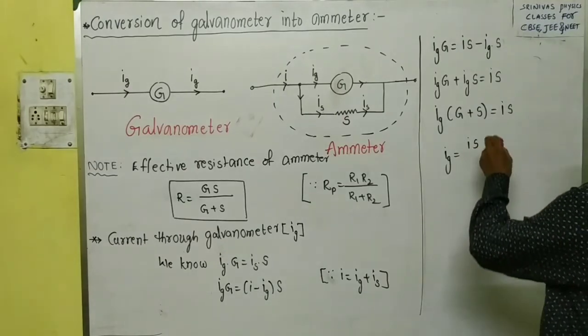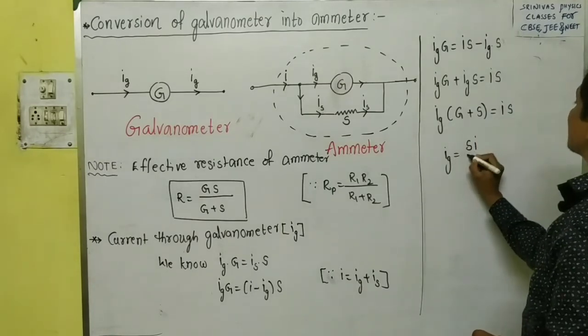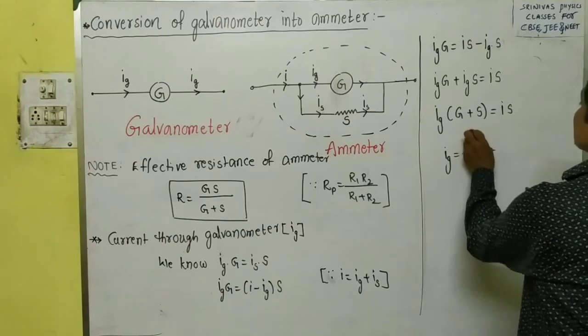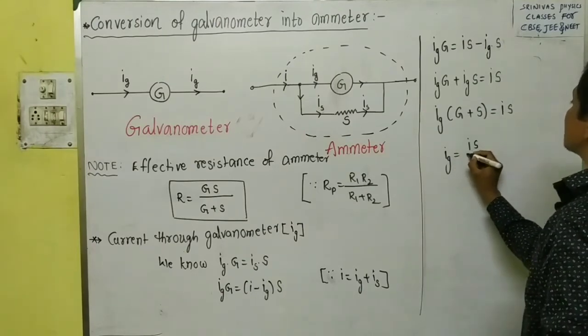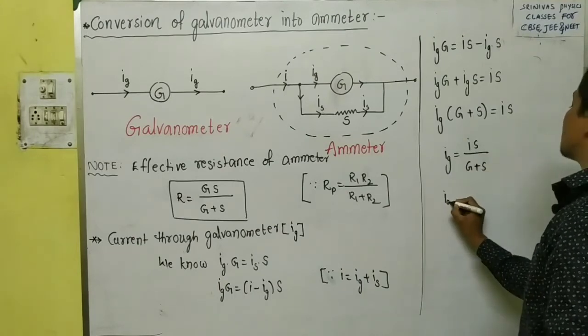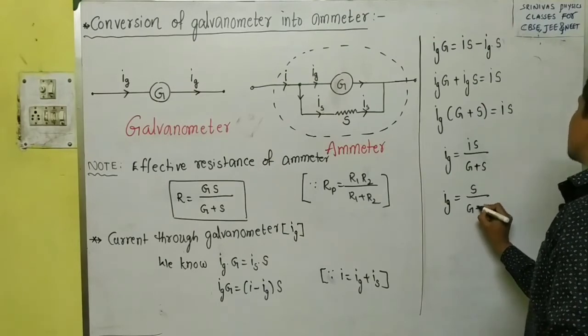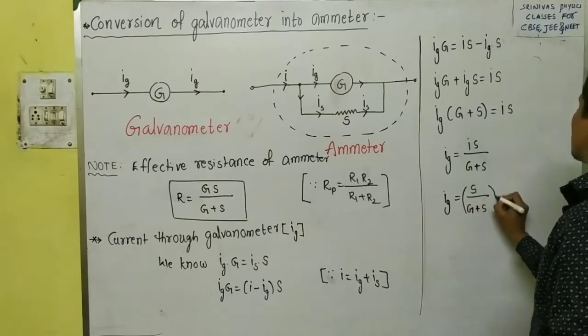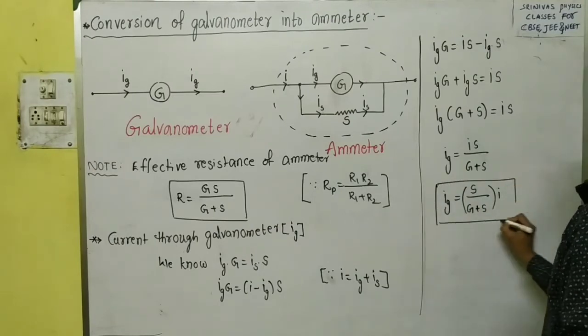Then Ig we will get, with G plus S taken to the right side, as S I by G plus S, or otherwise Is by G plus S. By just simple modification, we can write this as S by G plus S into I. Okay, this is the current through the galvanometer in terms of I.